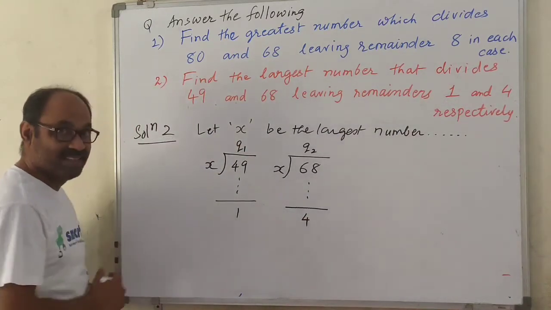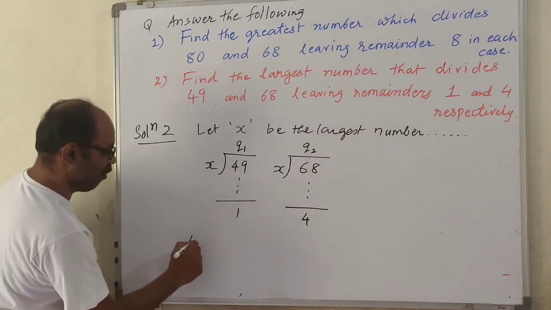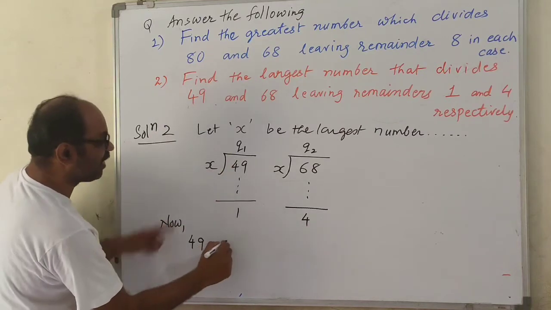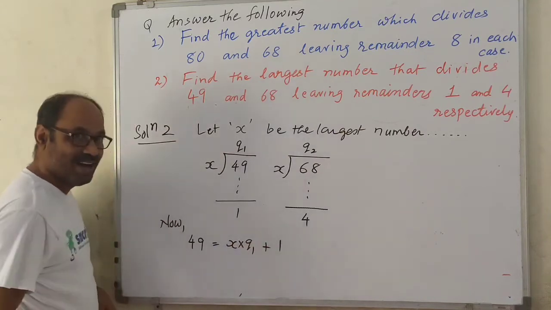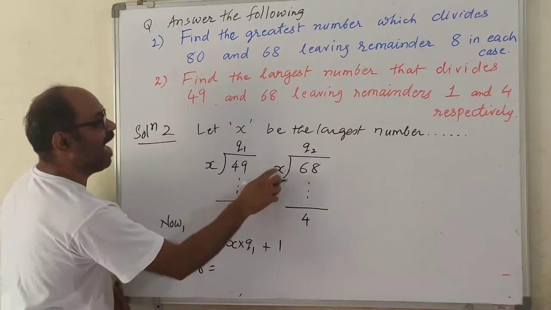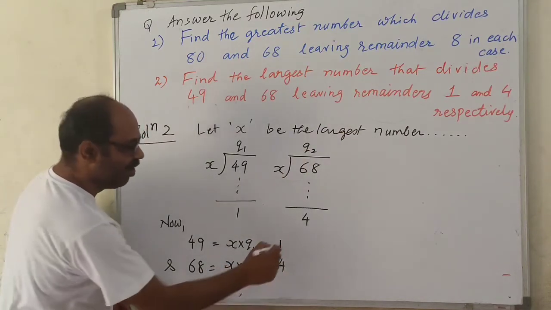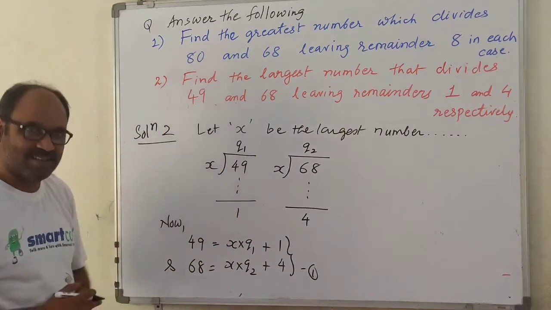You can represent this using Euclid's lemma. And what is that? 49 is equal to x into q1 plus 1, and 68 is equal to x into q2 plus 4. Call it result number 1. This is one result we got from this.